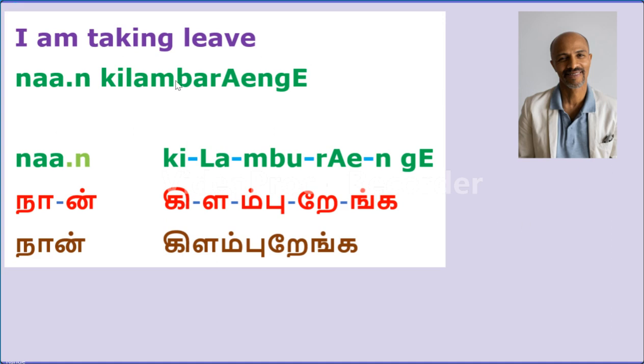Just see this. I'm taking leave. Na kelamburenga. G is just to add that formality. Imagine he's saying that. So how do you break it? Na kelamburenga. So when you say that fast, na kelamburenga.